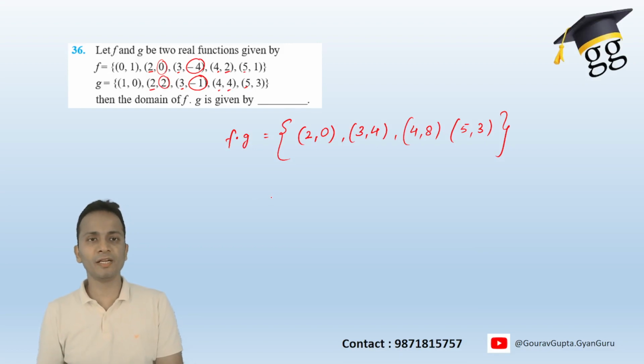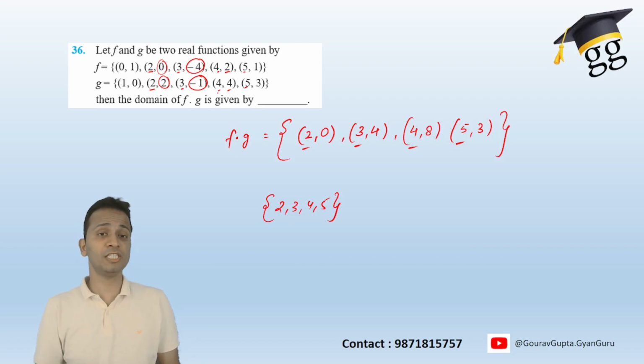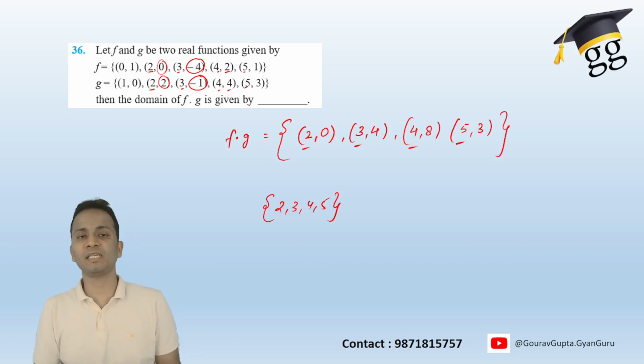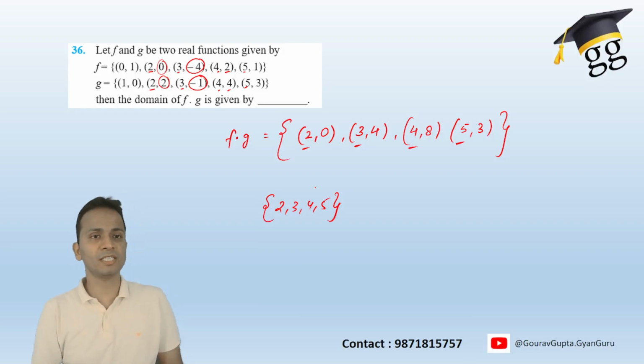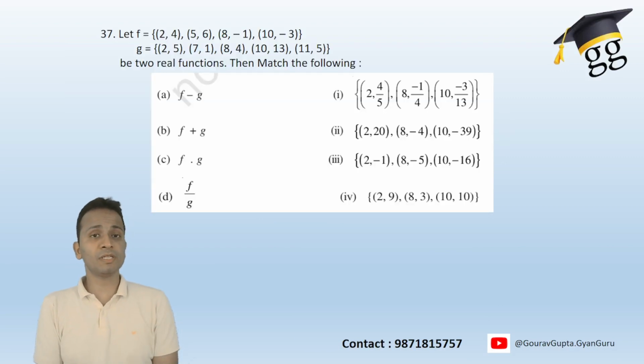Now the domain here will be 2, 3, 4 and 5. 2 comma 3 comma 4 comma 5, and that will be your answer. So we just need to get the domain of f multiply g, which I have written. It's 2, 3, 4 and 5 in the element form, right? So that was question number 36. Fill in the blank. Question number 37.